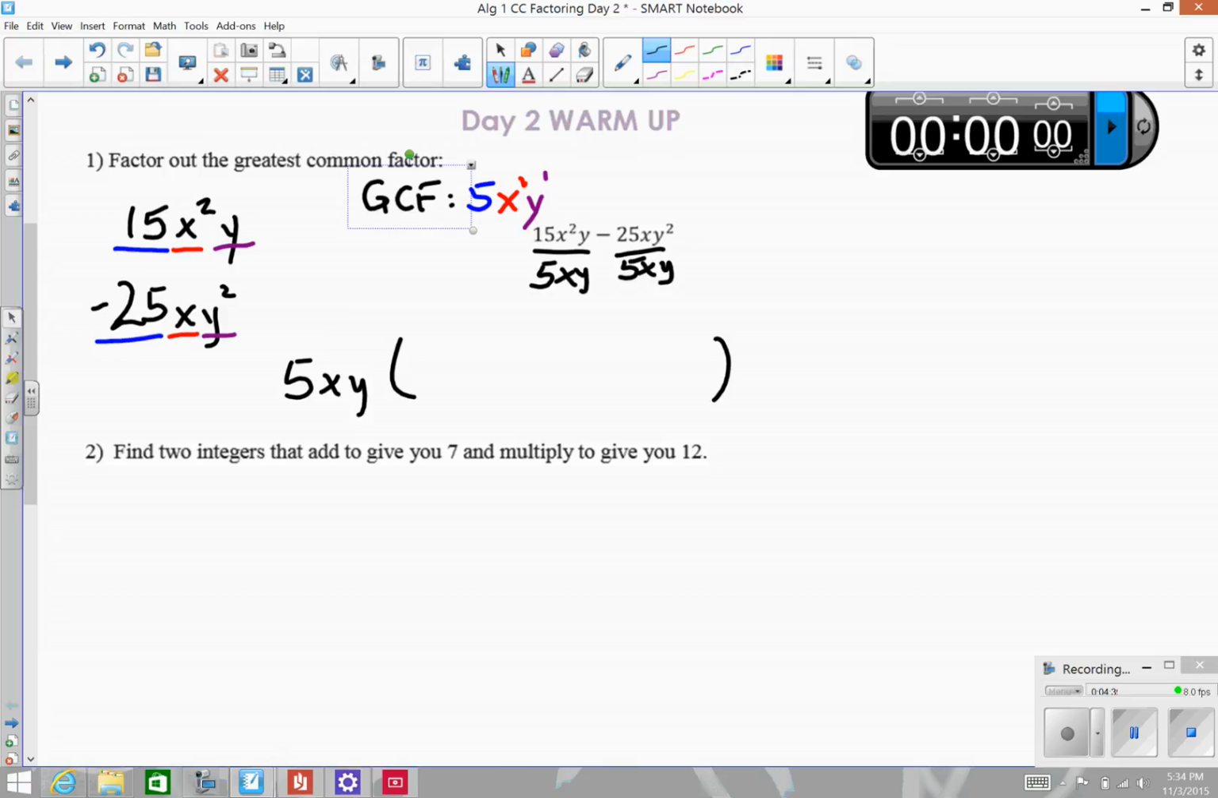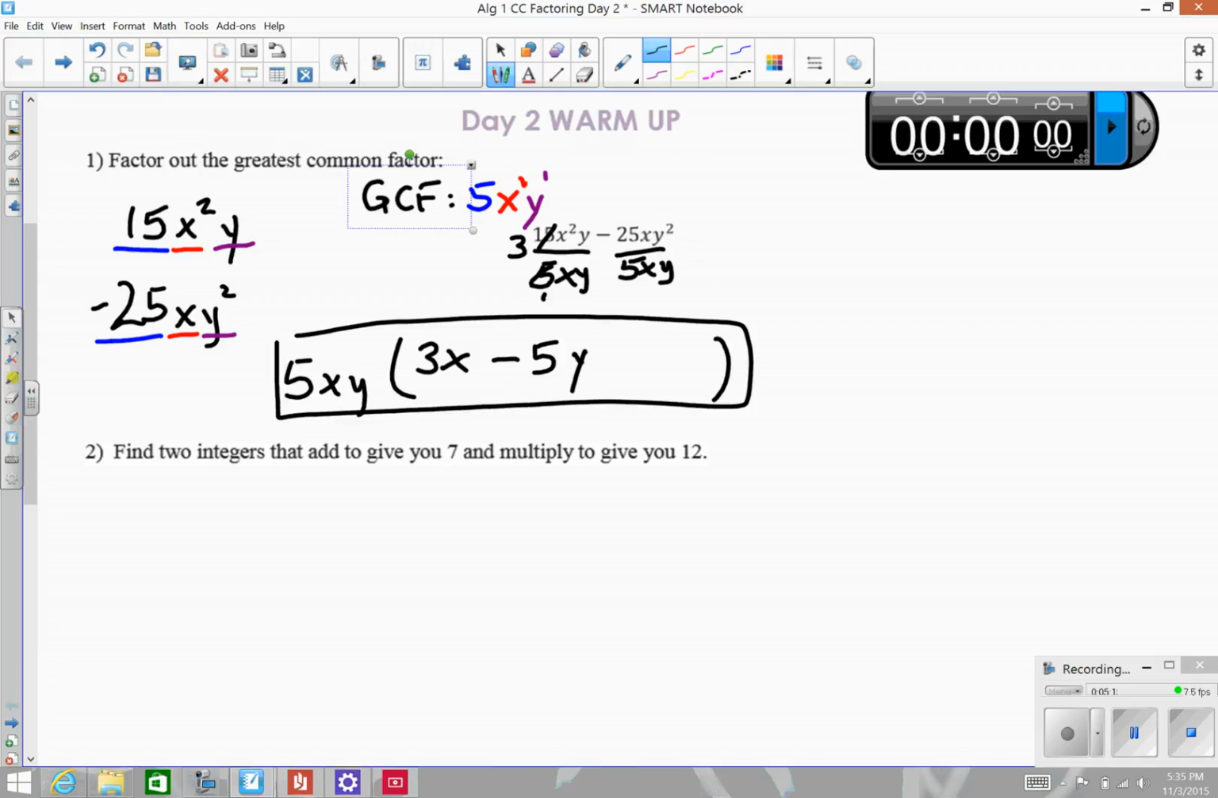So I'm just going to write those underneath there and do some dividing. 15 divided by 5 is going to leave me with 3. X squared divided by x leaves me with x. Y divided by y is just 1, so I've got 3x for my first term in the parentheses. Subtracting, 25 divided by 5 gives me 5. X divided by x is 1. And y squared divided by y is just y. So I come out with my final answer, 5xy times 3x minus 5y.